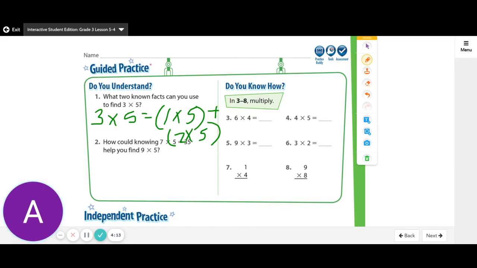2 times 5 is 10. So 5 plus 10 would be 15. Number 2, how could knowing 7 times 5 equals 35 help you find 9 times 5?